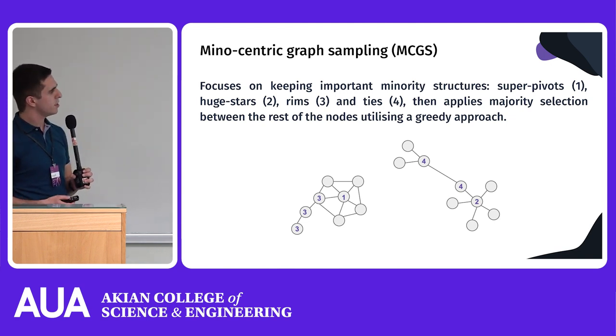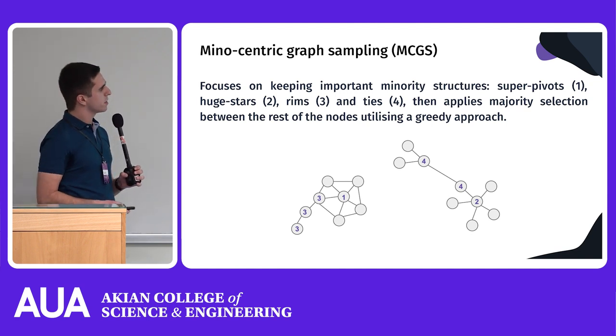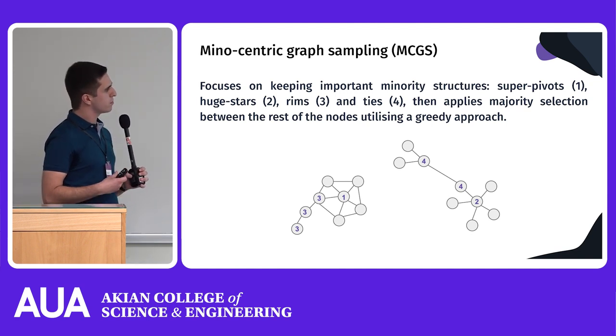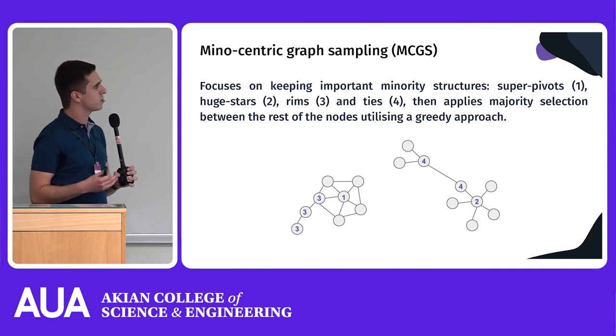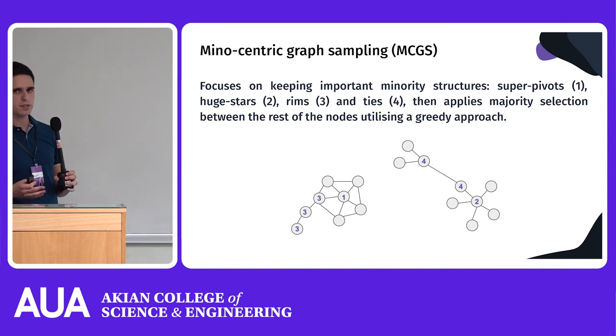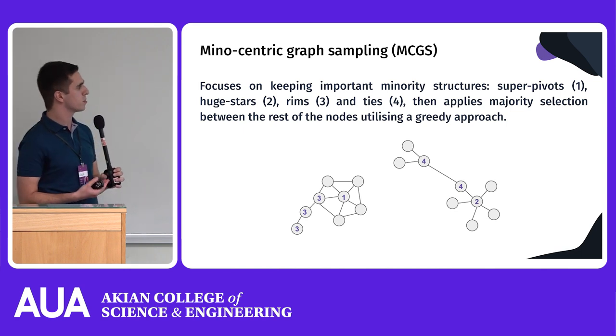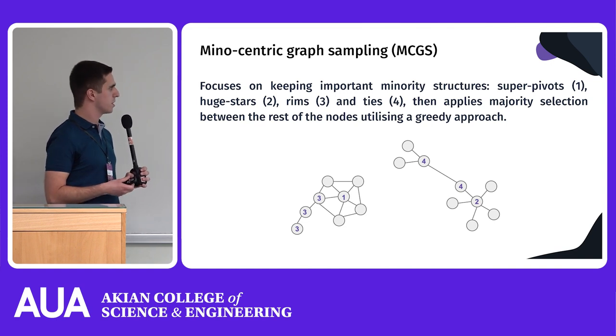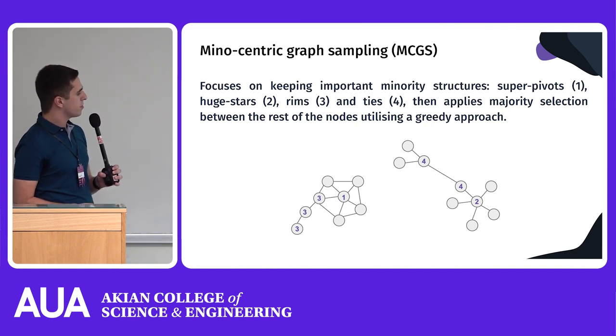The idea of this approach is to break this selection process into two parts, minority selection and majority selection. In minority selection, we are trying to first pick anomaly nodes from the graphs. By saying anomaly, we don't mean a bad thing, just nodes that are different from the others and might contain more important information than the regular nodes. In this case, we define four types of minority structures.